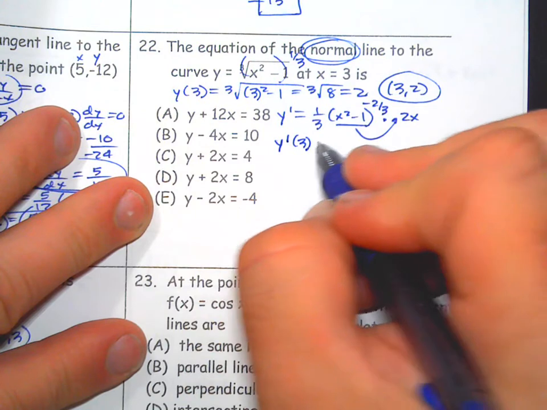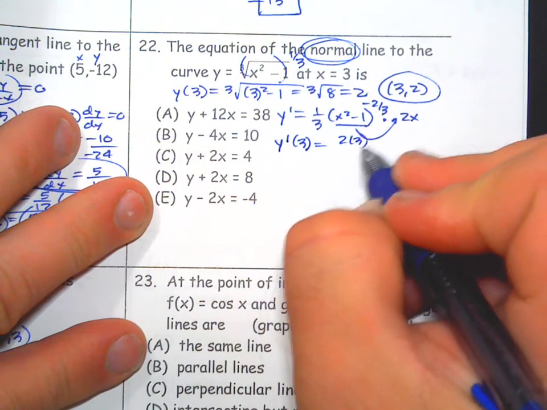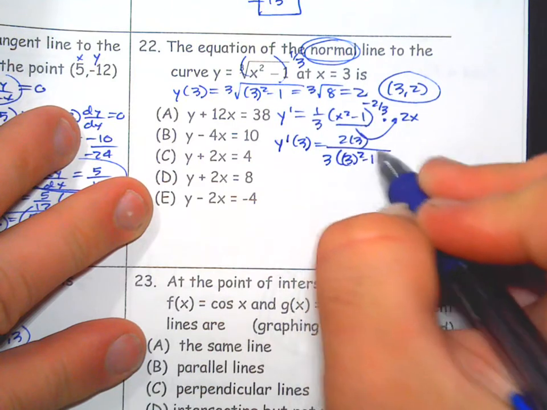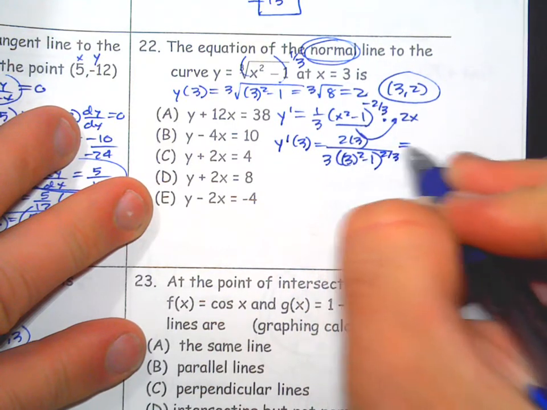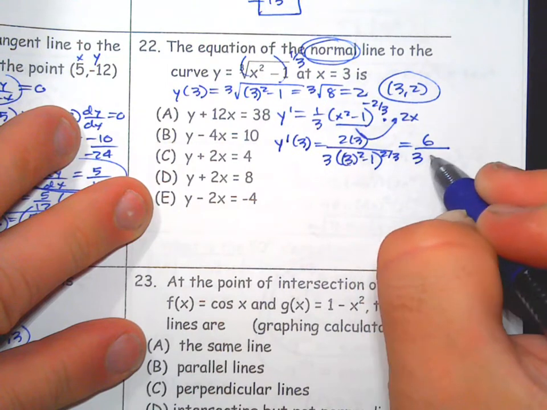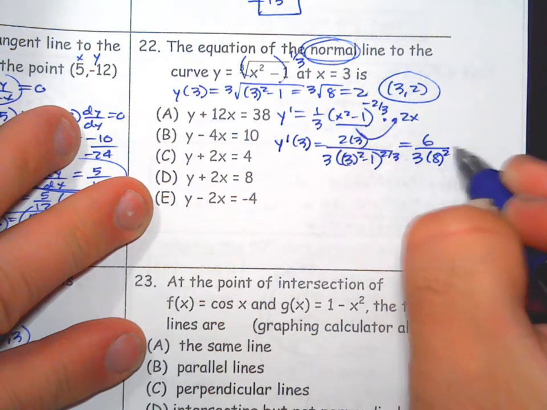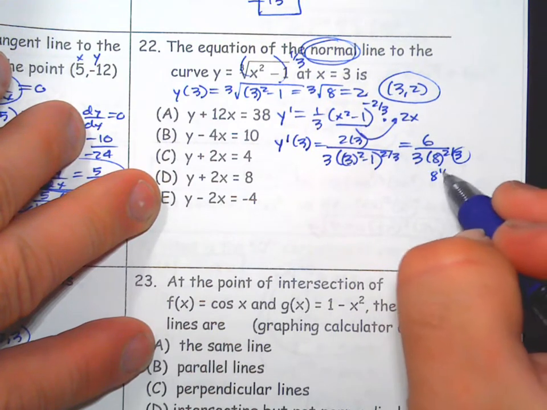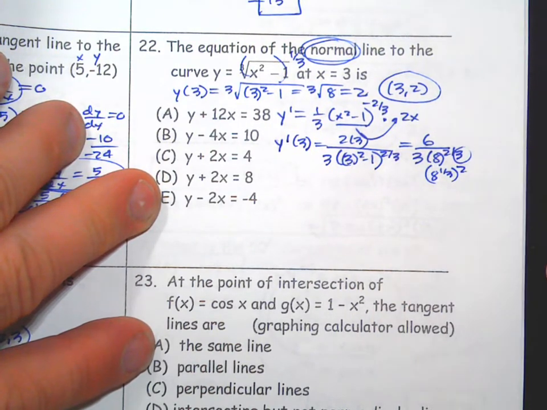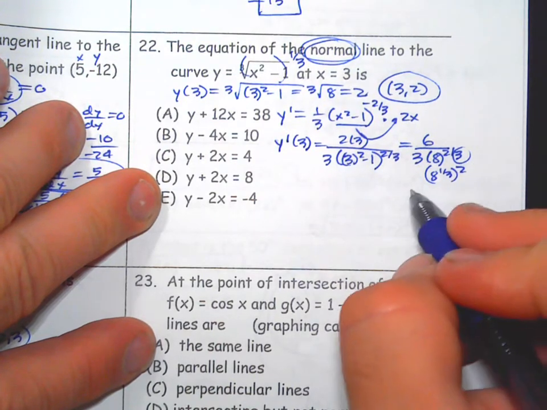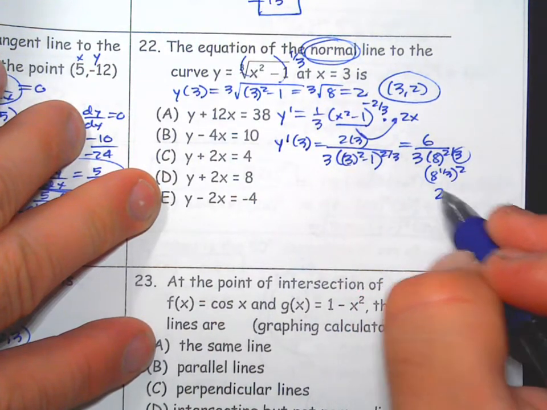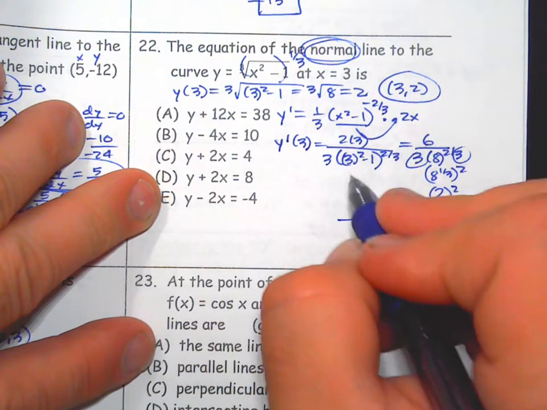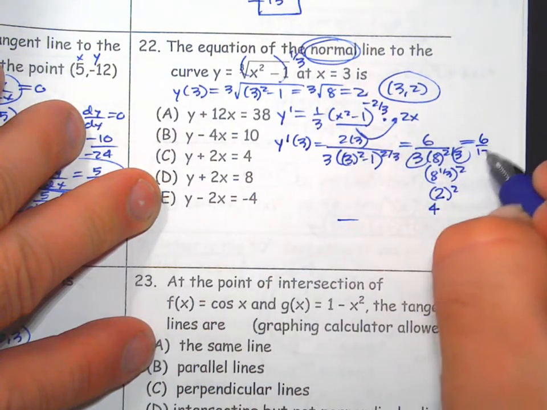So that's going to be 2 times 3 over 3 times 3 squared minus 1 to the 2/3. So it's going to be 6 over 3 times 8 to the 2/3. Now, whenever I do rational exponents, I do the bottom first. So that's 8 to the 1/3 and then square it afterwards. You do the cube root, which makes the number smaller. So that's going to be 2, and then squared is going to be 4, and then there's a 3 there. So it's going to be 6 over 12, which is 1/2.